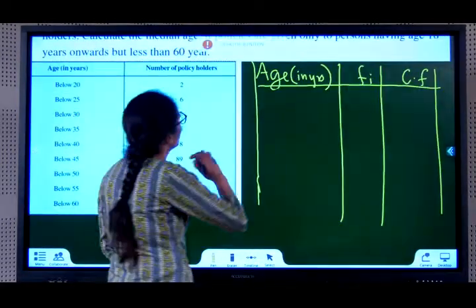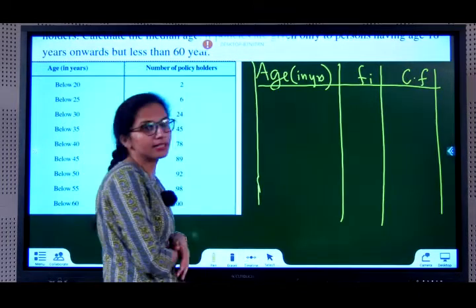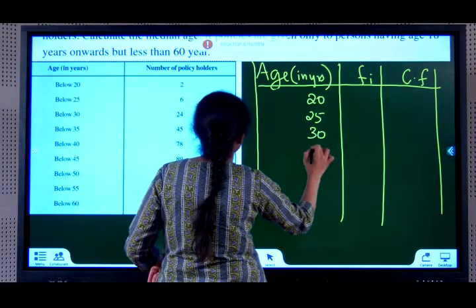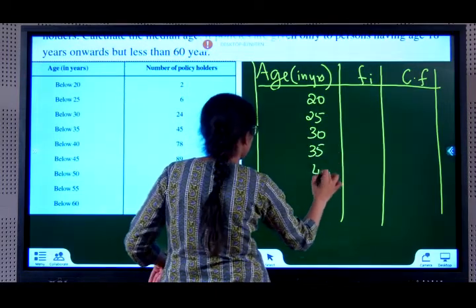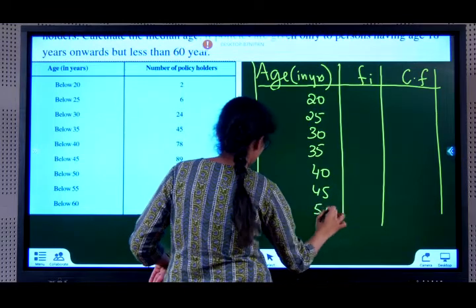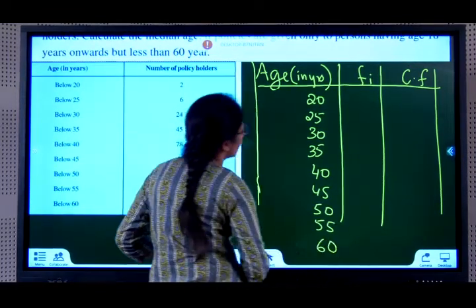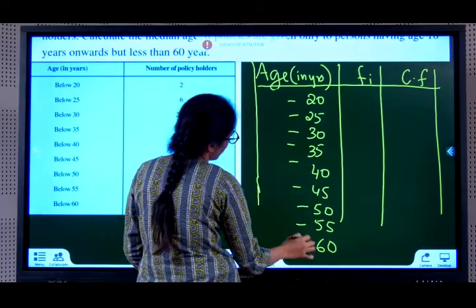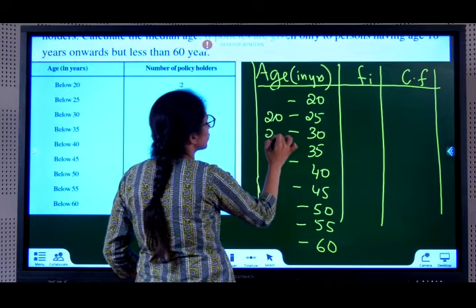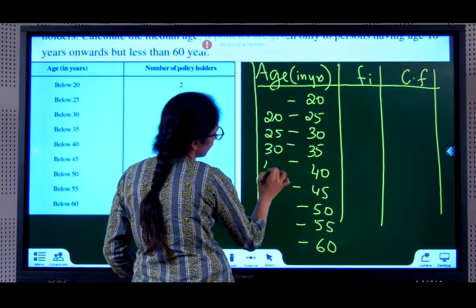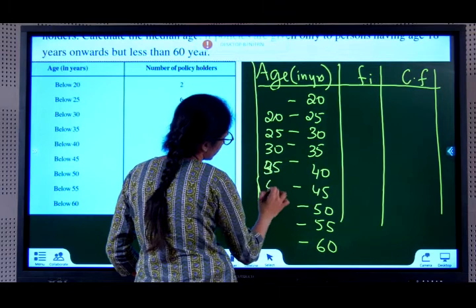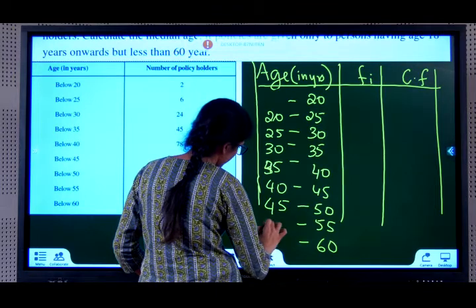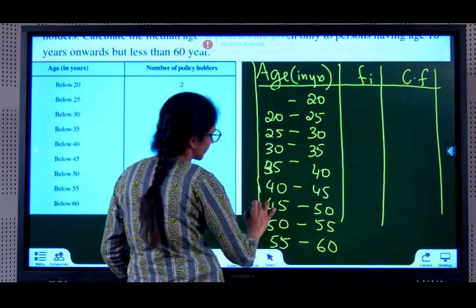Let's do this. So, below 20, whenever less than is given, it means it's the upper limit, right? So, this is 20, 25, 30, 35, 40, 45, 50, 55 and 60. We already know this. Here, what will be the lower limits? It should be continuous data. So, this is 20, 25, 30 to 35, 35 to 40, 40 to 45, 45 to 50, 50 to 55, 55 to 60.